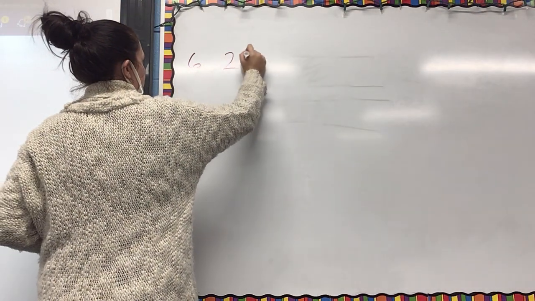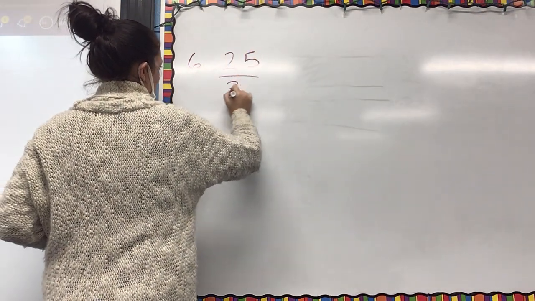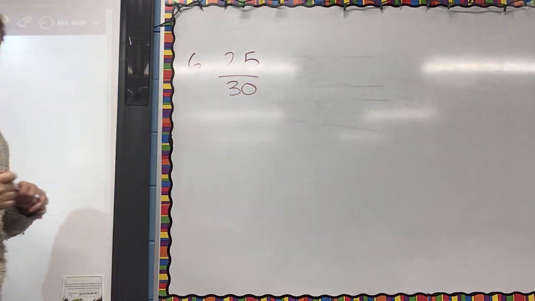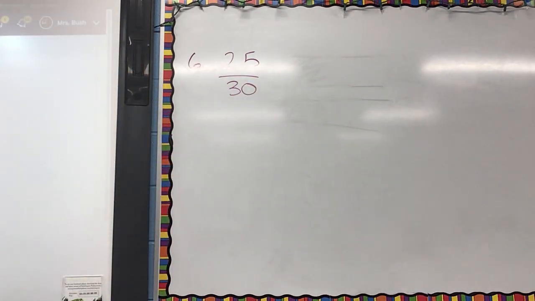Number 6. Let's do, I want you to give me 2 equivalent fractions here. Give me 2. Hey, Malia. That's 2 equivalent fractions there.